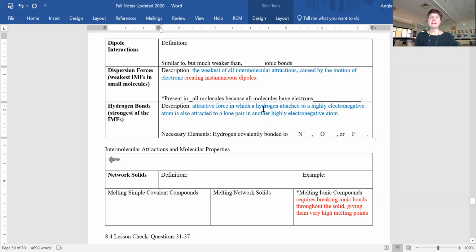So if I were to rank these in order of attraction, dispersion would be the weakest, in strong molecules dipole would be the next strongest, and hydrogen bond would be the strongest type of the intermolecular force of attraction.